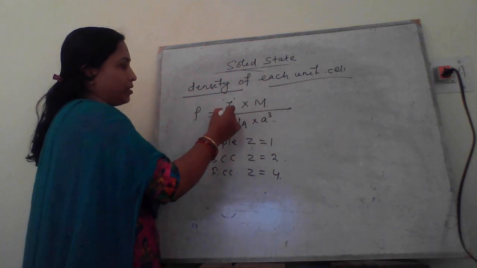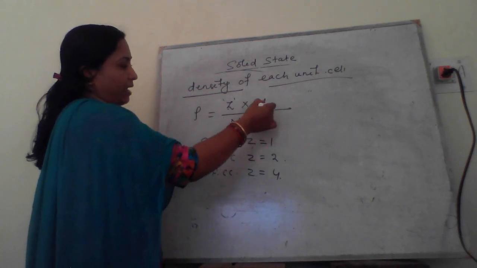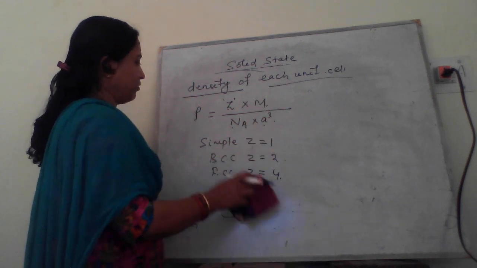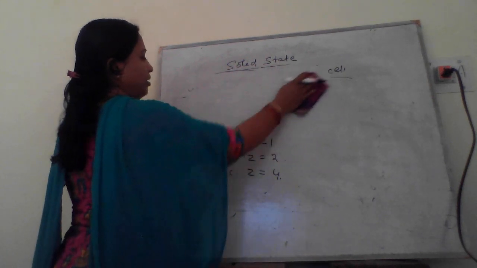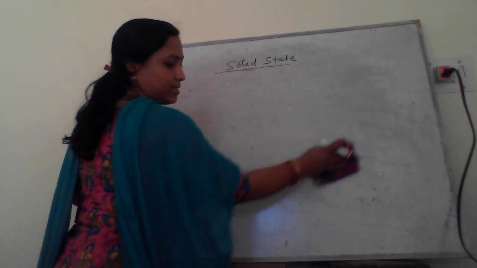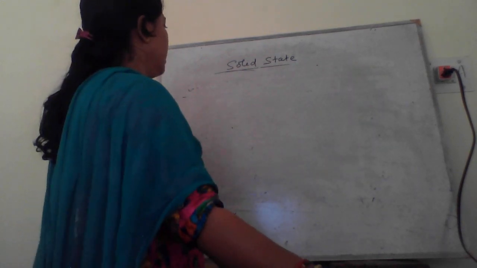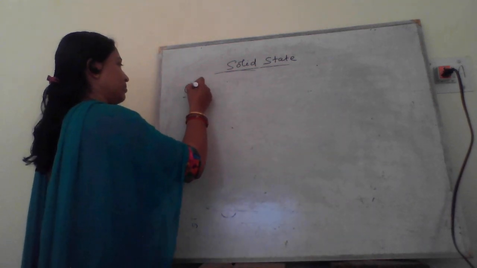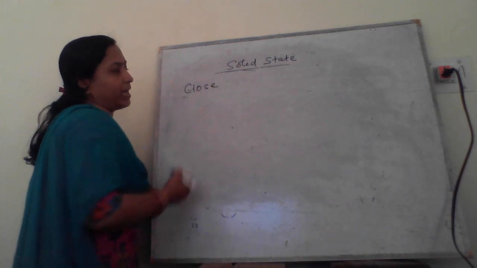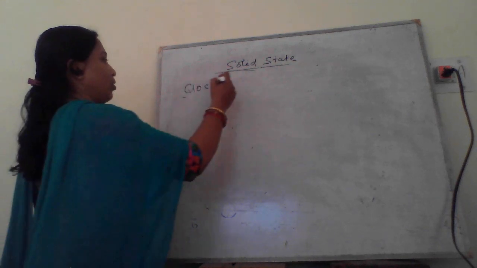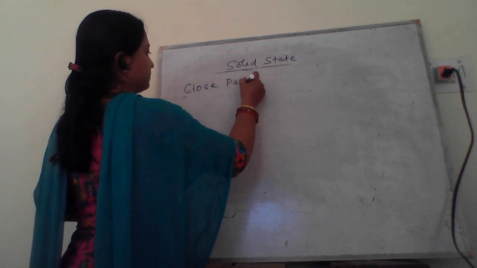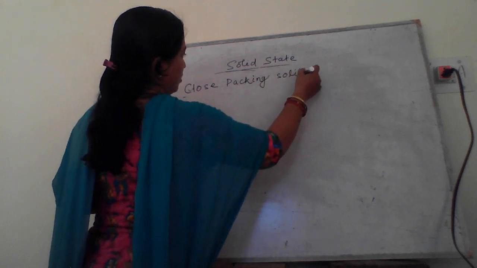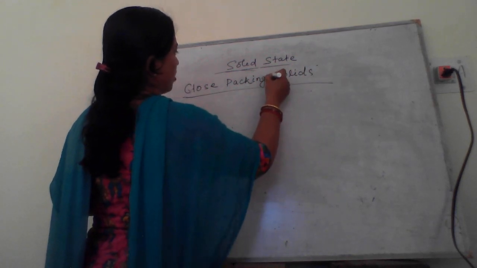So we have to put the value Z, M, NA and AQ. Then find the density of each unit cell. Then we completed that, our most important topic in solid state, that is close packing in solids. Close packing in solids.